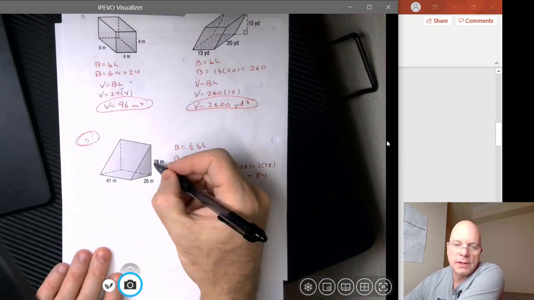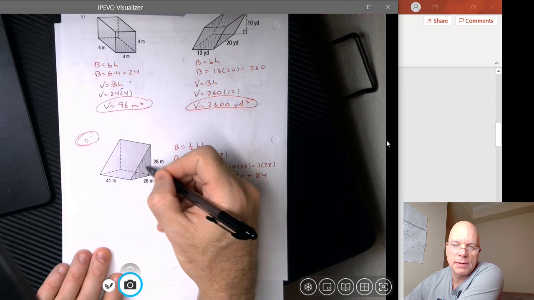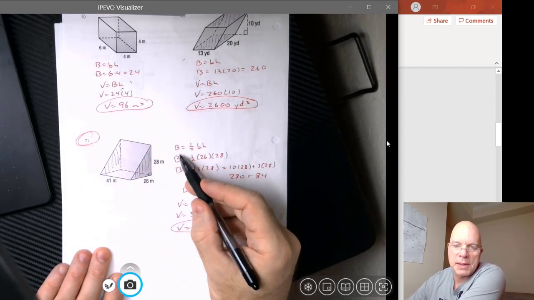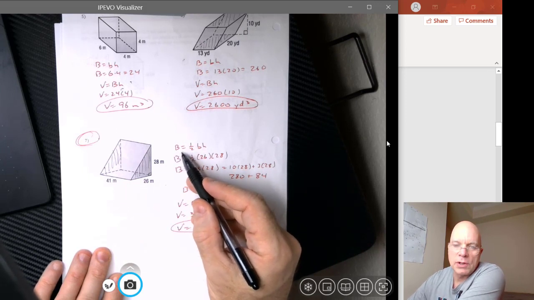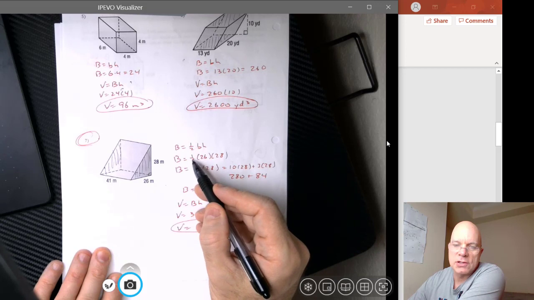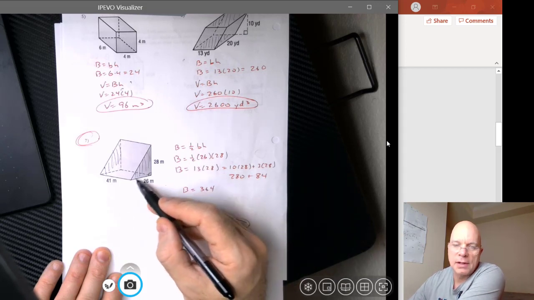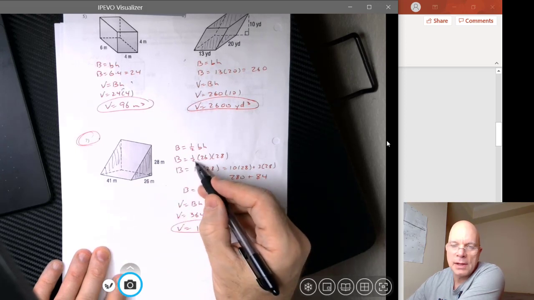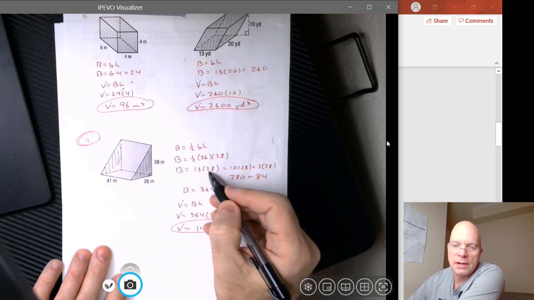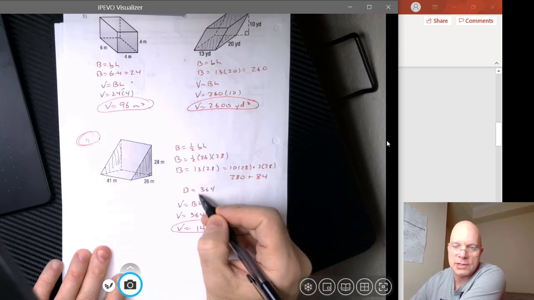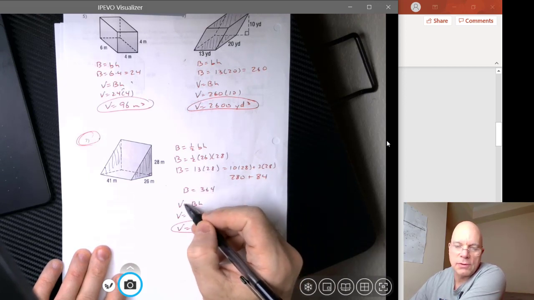Number 7, also a triangular prism. The triangles are here and here. And so when we're doing big B, area of the base, we use the triangle formula, 1/2 base times height. So area of the triangle is 1/2 multiplied by a base of 26 and a height of 28. Half of 26 is 13, and 13 times 28, you could do that on a calculator on this assignment, you get 364. And then I can do the volume formula.